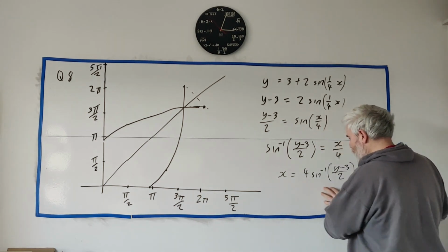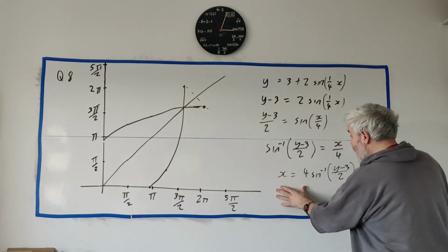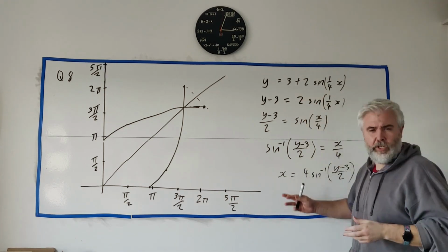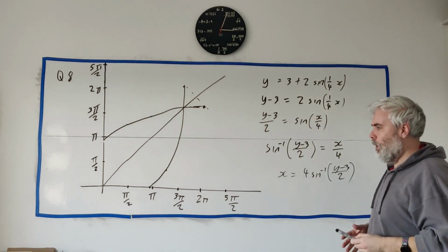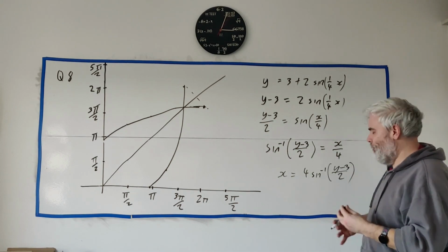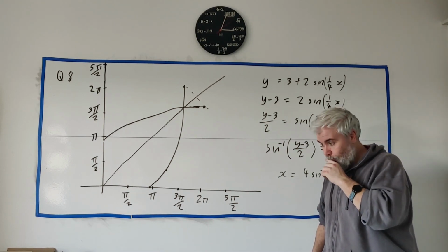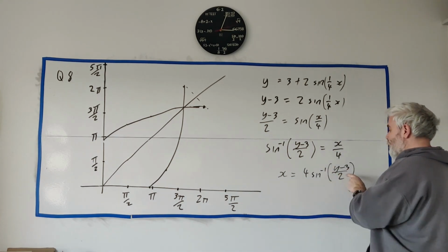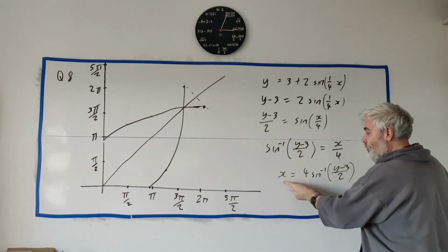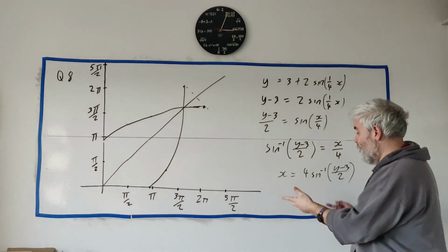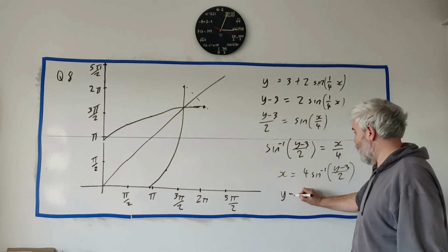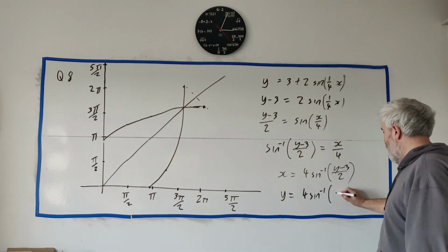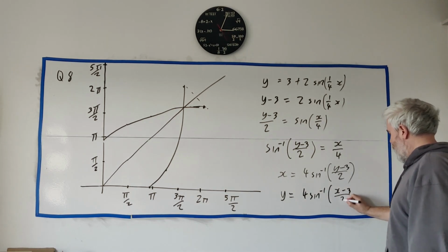Although the examiner probably wants you to do one last thing. This is an inverse function. This is the inverse of this one here. It's just we're using the wrong letters. It's just what's done. The variable that goes into the function, we use x. And the variable that comes out, we use y. So let's just fix that by changing those letters. y is equal to 4 times inverse sine of (x minus 3) over 2.